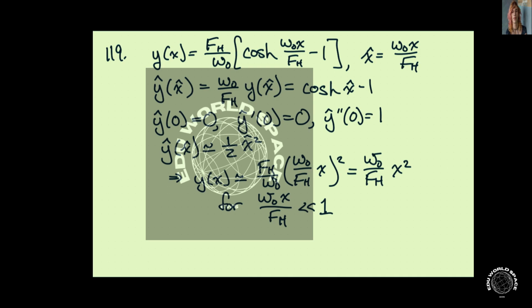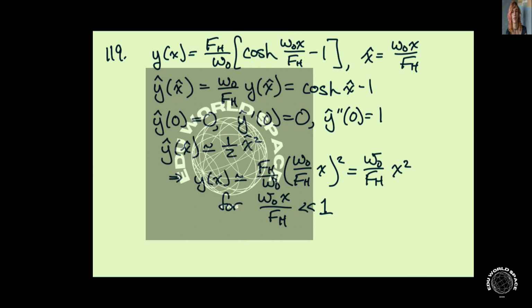I'm going to define x hat to be x over the horizontal distance, which is a dimensionless variable, because the argument of the hyperbolic cosine can't be something that has dimensions in it. So F_H has the dimensions of a force, and W naught has dimensions of force over length, so that W naught over F_H has dimensions of 1 over length.